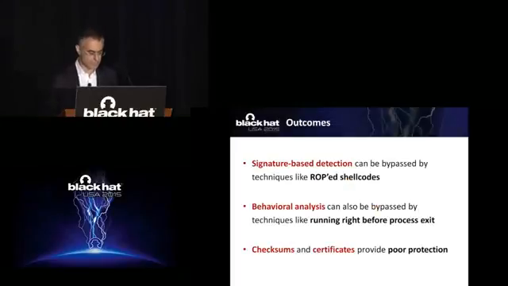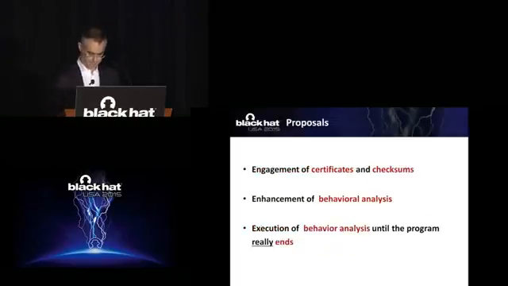The outcomes of this work. Signature-based detection can be bypassed by techniques like ROP shellcodes, like the techniques that we propose in this work. Behavioral analysis can also be bypassed by techniques like running right before the exit process. And checksums and certificates provide poor protection. As we see, we can recalculate or erase the certificates and nothing happened.